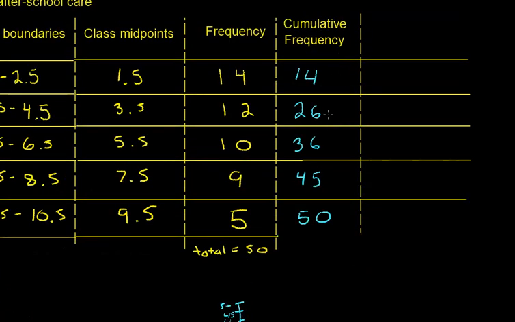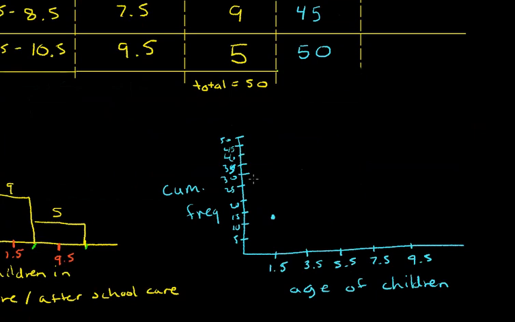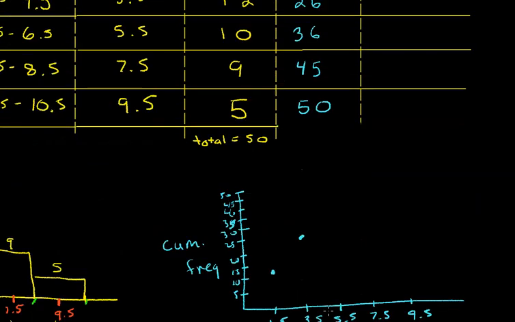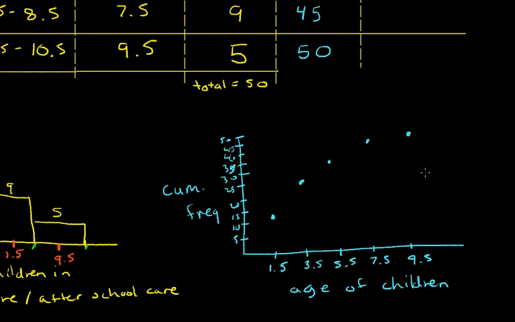At 3.5, I'm at 26, somewhere around right here. At 5.5, I'm at 36, somewhere around right here. And then I'm at 45. Then I'm at 50. So it looks something like this.